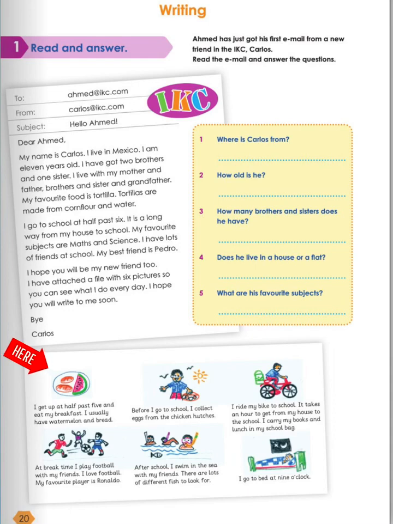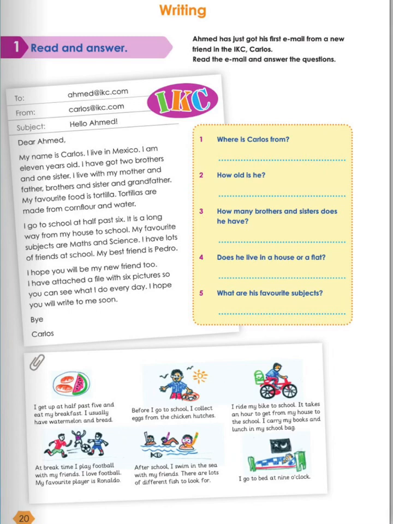Let's see what he does. I get up 5:30 and eat my breakfast. I usually have watermelon and bread. Before I go to school, I collect eggs from the chicken hutches. I ride my bike to school. It takes an hour to get from my house to the school. I carry my books and lunch in my school bag. At break time, I play football with my friends. I love football. My favorite player is Ronaldo. After school, I swim in the sea with my friends. There are lots of different fishes to look for. I go to bed at 9 o'clock.